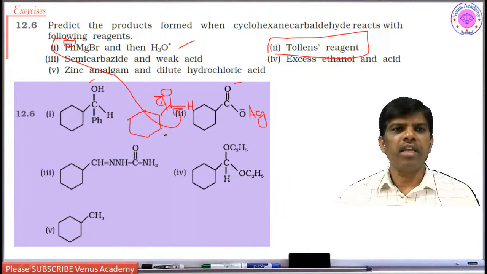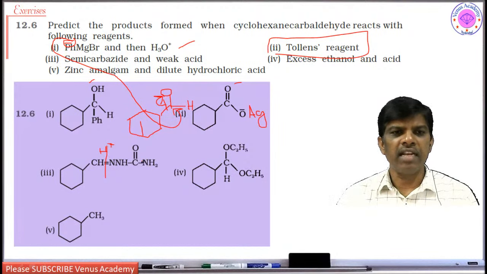Then semicarbazide and weak acid. So to move the reaction we use weak acid. Don't confuse: during the amine derivatives we use H plus ions to mediate the reaction. Weak acid is going to catalyze the reaction. So semicarbazide, dear students, in the first slide I have explained semicarbazide.